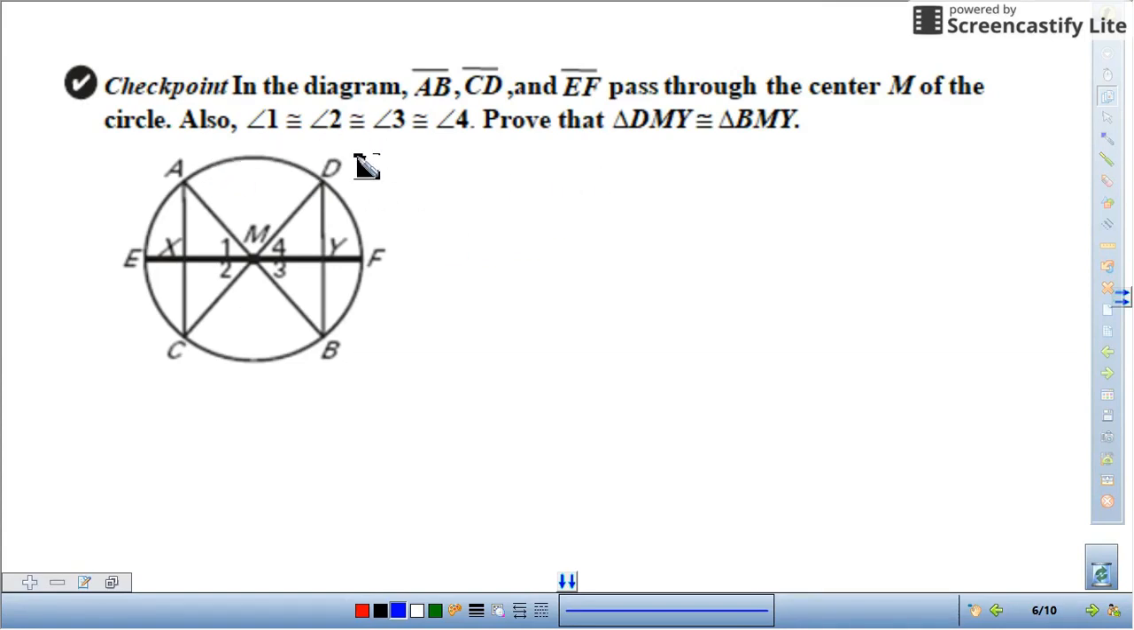We are also given that angle 1 is congruent to angle 2, which is congruent to angle 3, which is also congruent to angle 4. So all four of these angles here are congruent.